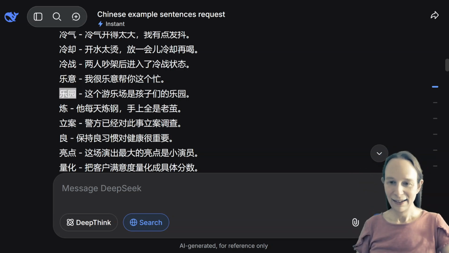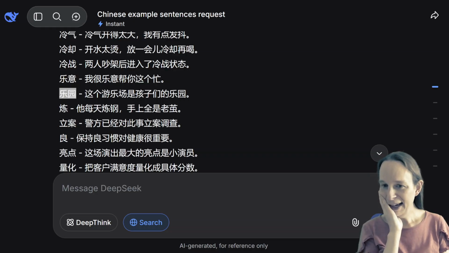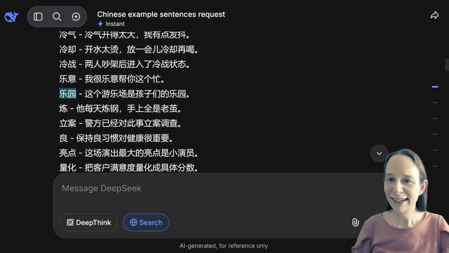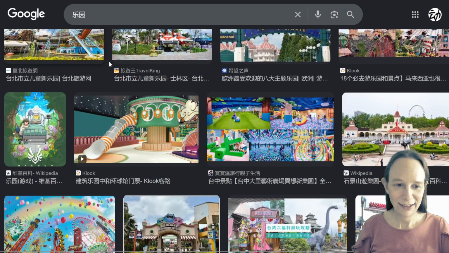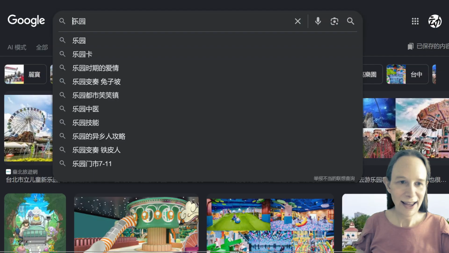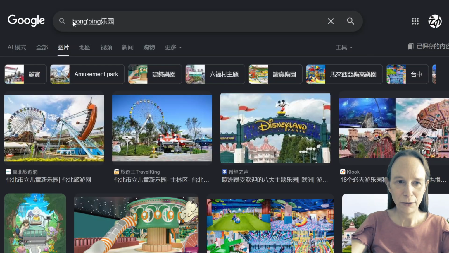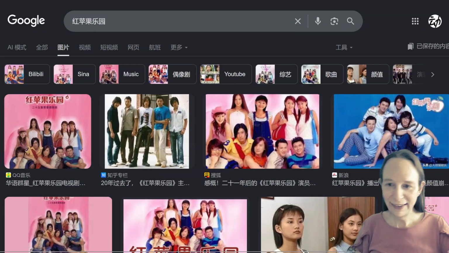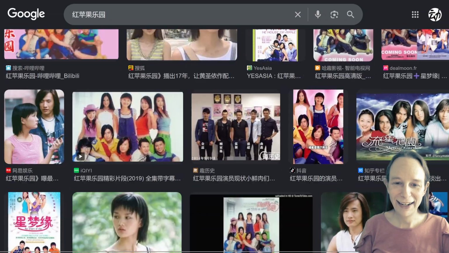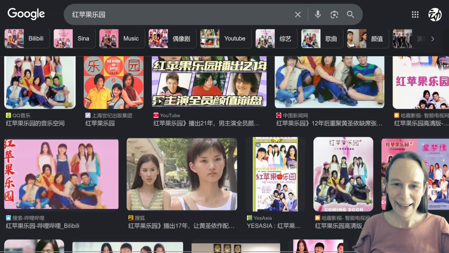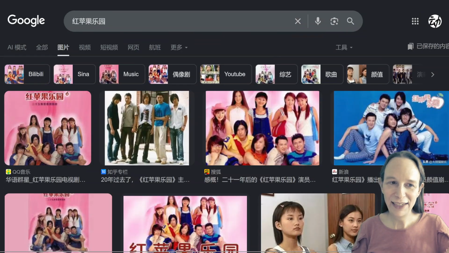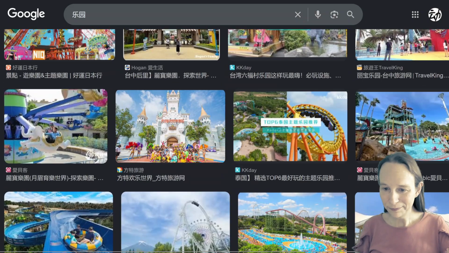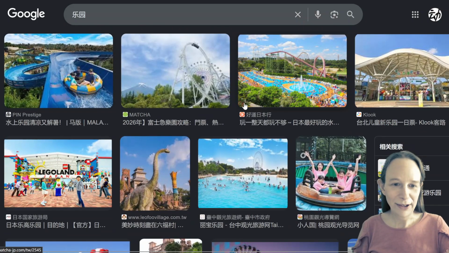So this is used for kind of like amusement parks and things like that. 乐园. But it's sometimes used like 红苹果乐园. So this was a TV show I used to watch, 红苹果乐园. So it's the name of their school. It's not necessarily a theme park or something like this. But okay, it can be a theme park.